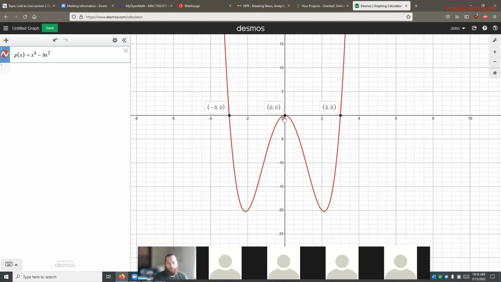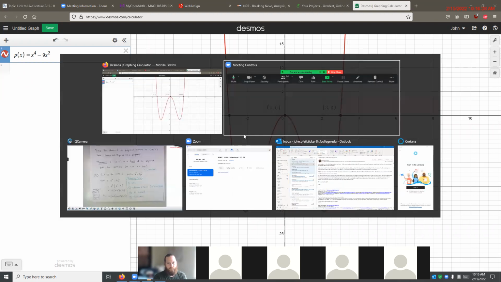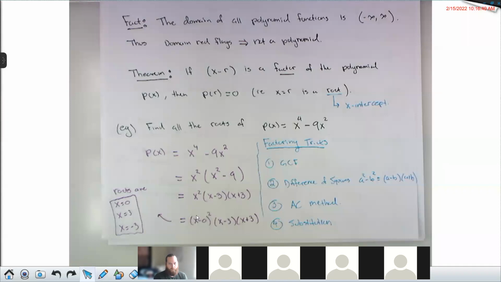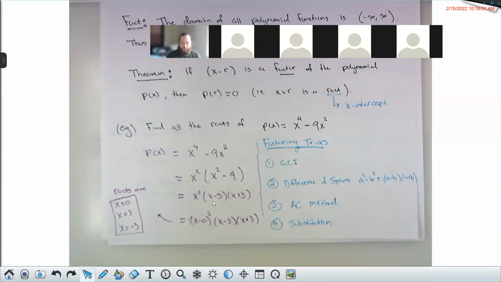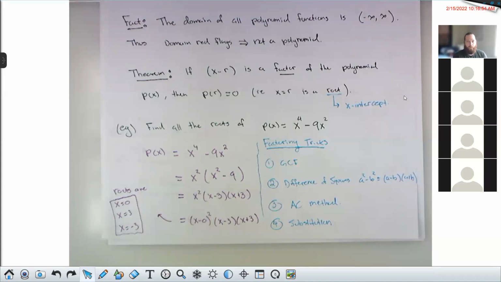And you notice the graph at 0 here looks different than the graph at 3 and -3. There's a reason for that also. It's because the x equals 0 root came from this factor, and this whole thing was squared. This is x minus 0 all squared. Well, that's called a multiplicity, and we'll learn more about that in pre-calculus, but we'll be very gentle about it here. So for now, finding the roots. We're very happy just finding the roots.